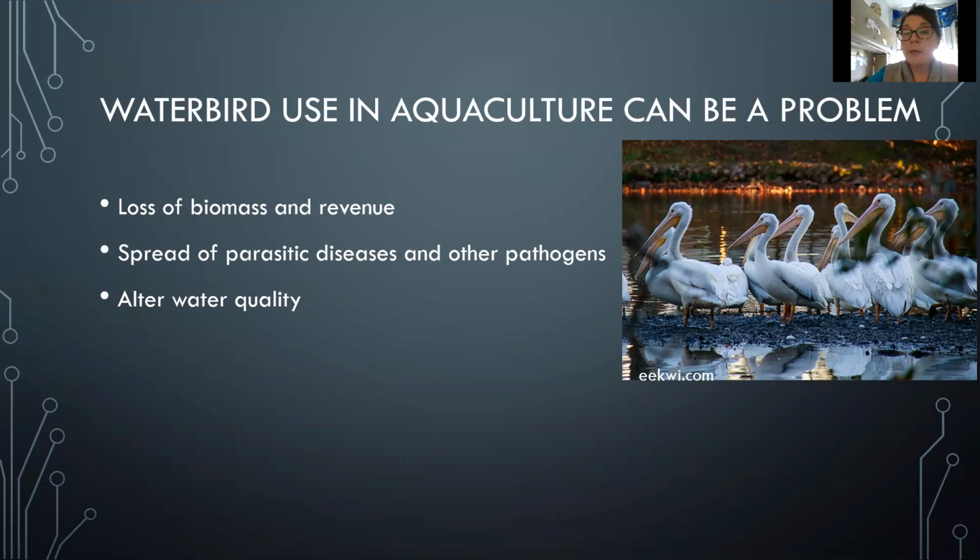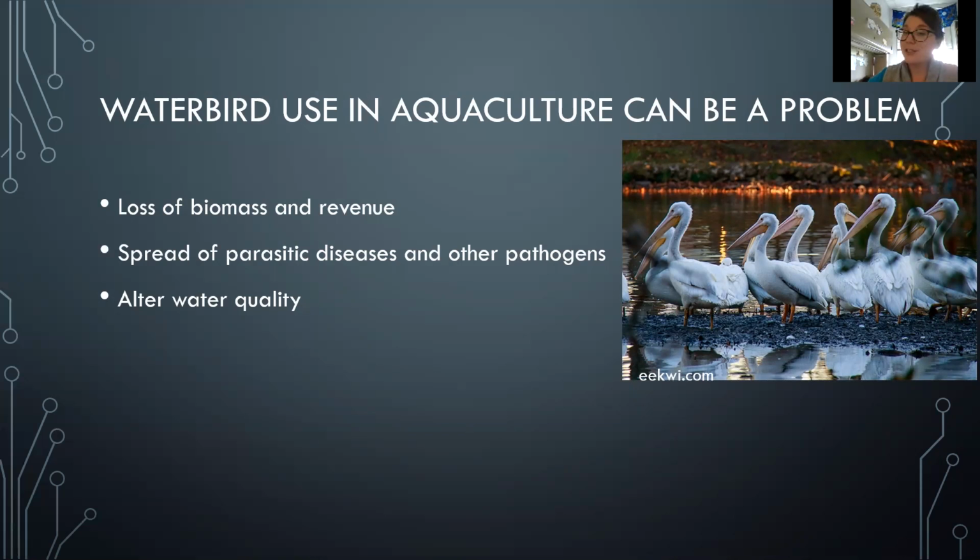And when they're consuming fishes, there is a potential loss of fish biomass and the revenue that goes along with that. In addition, a lot of water birds are definitive hosts for parasites, and when they visit these ponds, they can spread these parasites and pathogens that can get the fish sick and cause additional revenue loss. Defecation by these birds in the ponds redirects nutrients and can also impact water quality. But it isn't necessarily all bad.